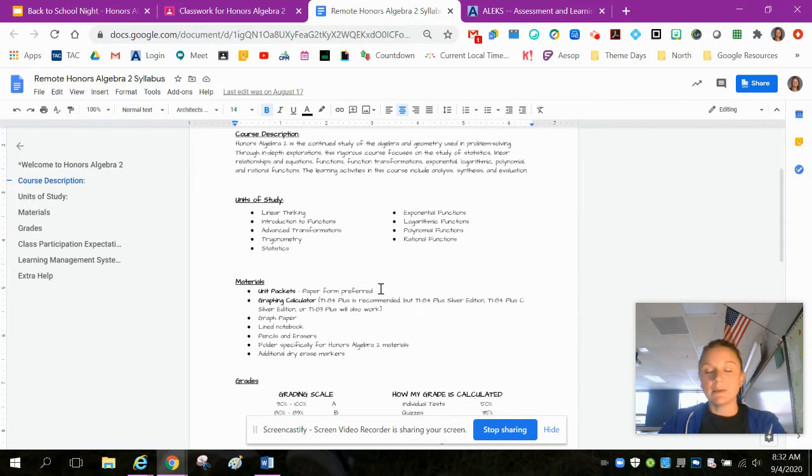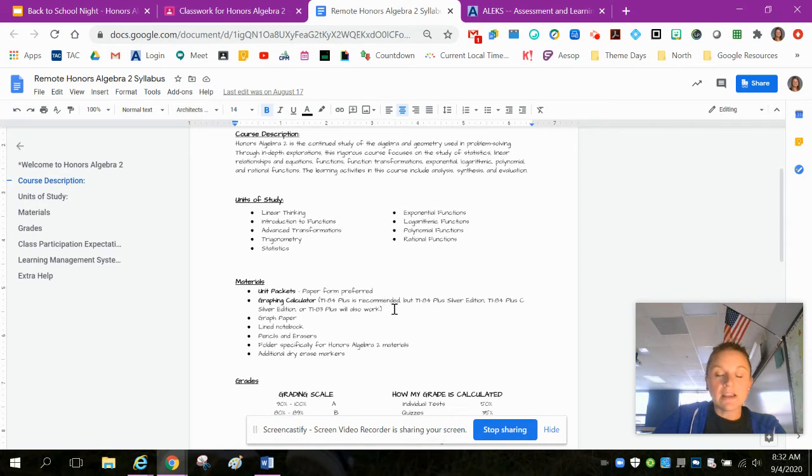For the unit packets, typically what we would do in a regular school year is we would print these out, and they are pretty lengthy packets. Some of them can be 50, 60 pages in length. Paper form is preferred with these. Have them printed to be able to write on them because that's what we work out of pretty much every single day. So I did recommend printing those. If there is an issue printing and you would really like to have them printed, please contact me, and I think I can probably get something figured out for you.